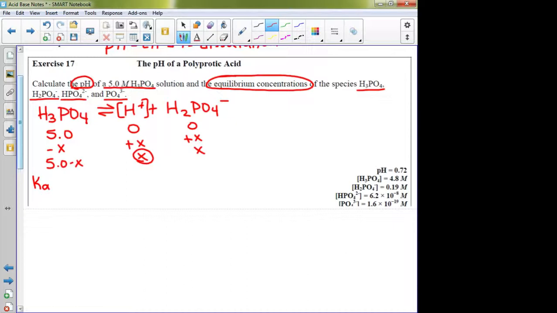My products over reactants. Okay? I would say Ka1. Why am I specifying that this is Ka1? Because it's the first dissociation. So the first dissociation is going to be the concentration of hydrogen times the concentration of H2PO4 negative divided by H3PO4.